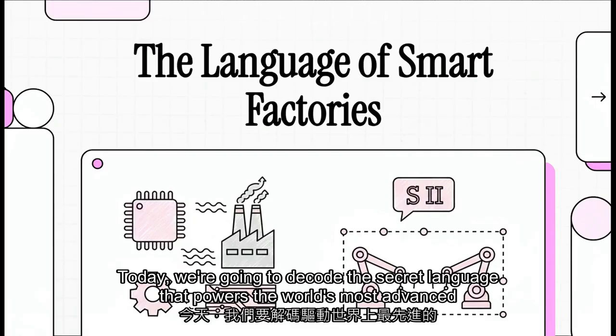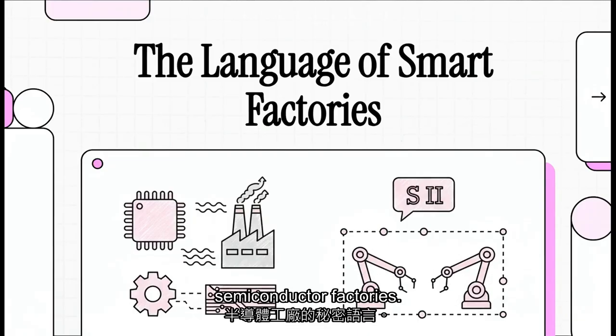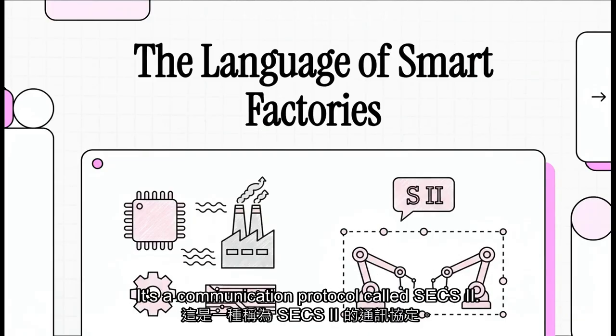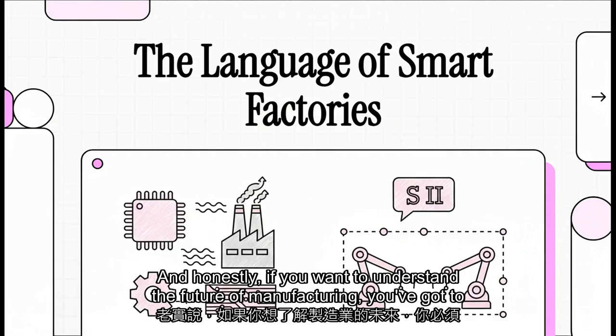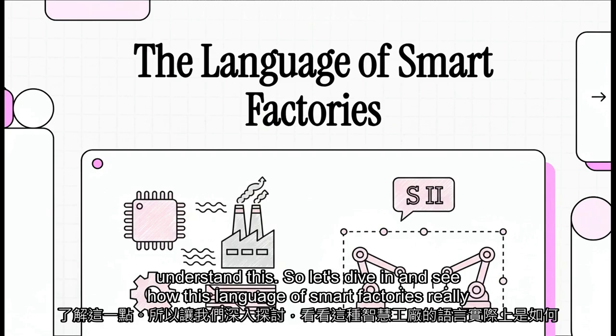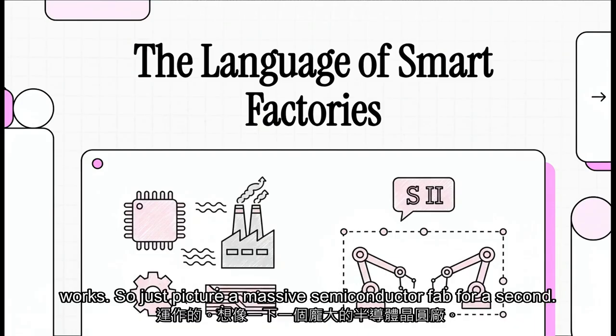Alright, welcome. Today we're going to decode the secret language that powers the world's most advanced semiconductor factories. It's a communication protocol called SECS2, and honestly, if you want to understand the future of manufacturing, you've got to understand this. So let's dive in and see how this language of smart factories really works.